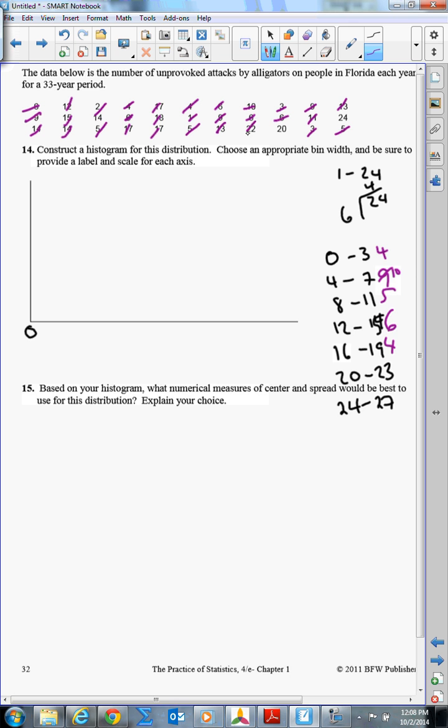20 to 23: 1, 2, and 1. For my horizontal axis, I'm going from 0 up to 27. So I'm going to choose to put these on here. It's my understanding that if I get 3.1, then it's going to go into this one. Now I know I can't get 3.1, but that's what my graph's going to look like.